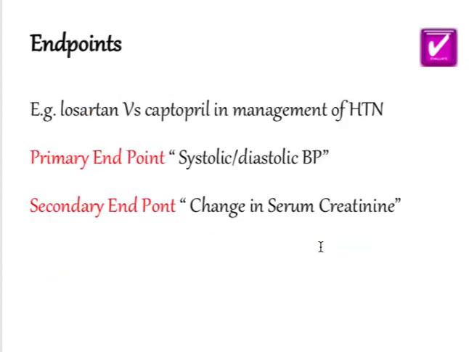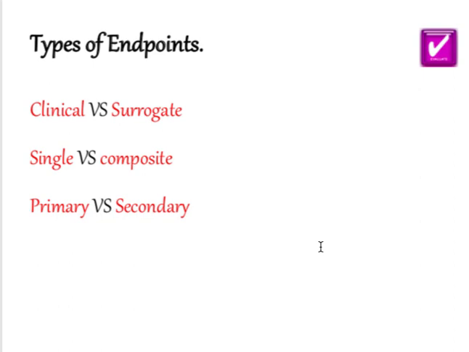For example, if I want to compare losartan versus captopril in the management of hypertension, the primary endpoint would be the systolic, or maybe the diastolic, blood pressure. Secondary endpoints are, for example, change in serum creatinine. It is important to know which of these drugs changes or elevates the serum creatinine, but it's not as important as the primary endpoint, the one that I made the study for.